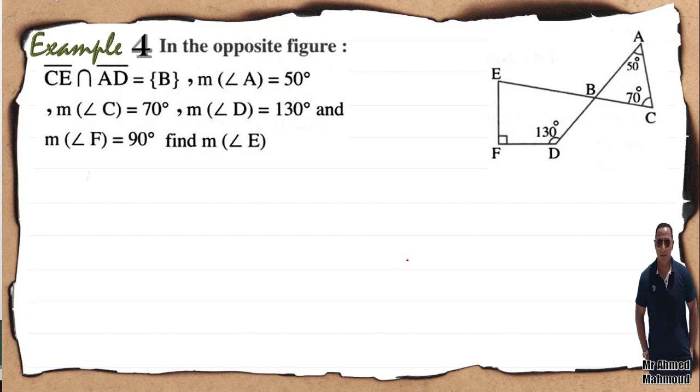Now in this example 4, first I'm going to read the question. CE intersects AD at B. Okay, this represents vertically opposite angles. D equals 130, F equals 90, A equals 50 degrees. Okay, now first I need angle E. So I'm going to start in the triangle. Here the sum is 180 minus (50 plus 70) equals 60.